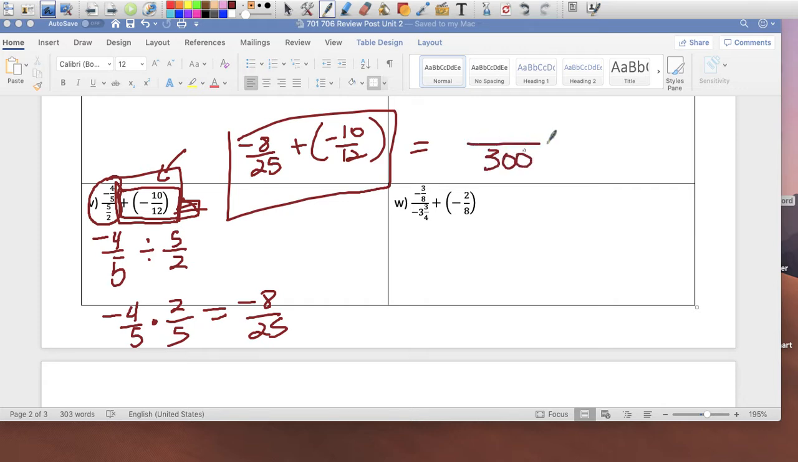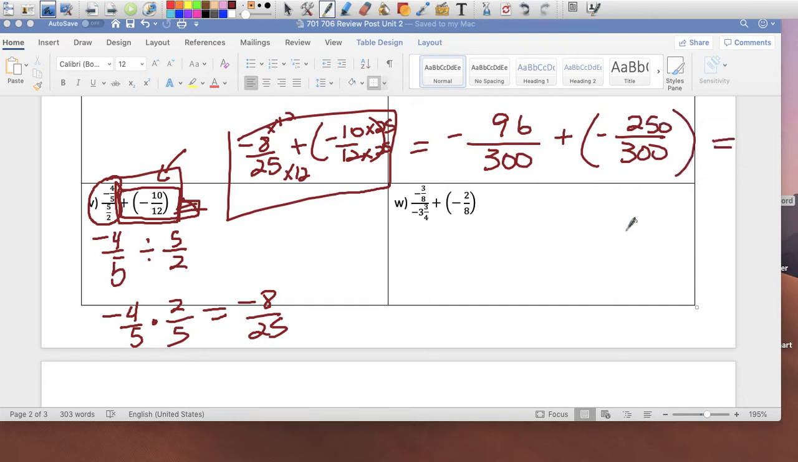So it's going to be 300. It's going to be, again, negative, right? That's 300. This is also negative. So this is times 25. What's 25 times 12? Is it 300? Yeah, so it's going to be times 12 because this was times 12. So this is negative 96. And then 12 times 25, so on top is times 25. And negative, that's 250. Add negative and a negative, it's all negative. And we're going to get 346.